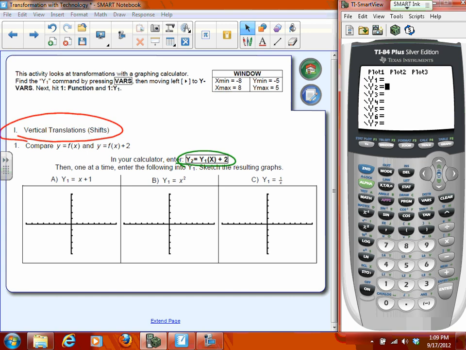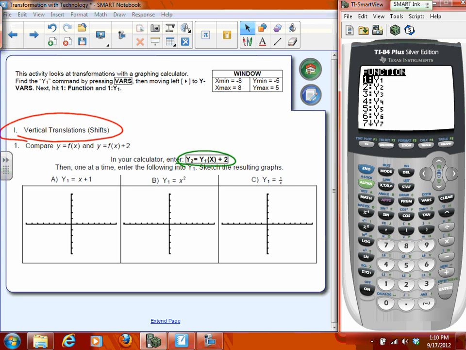Now, in order to get this y1 right here, guys, it tells us that you're going to need to go to the vars button. So find the button that says vars. It's right next to clear. Right here. That's the vars. Then it says move over to the right where it says Y-VARS. So move over to the right. Then select the very first one, function.